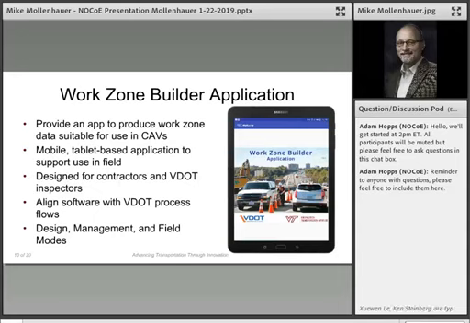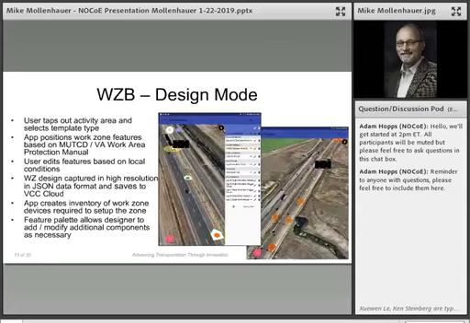And so it's really designed for contractors to sit down and tap out or create a work zone based on the guidelines in the MUTCD and the work area protection manuals for the state, and then how do they flow that data into the system, and how do they use it to maximum benefit. That's where we have the design, management, and field modes.